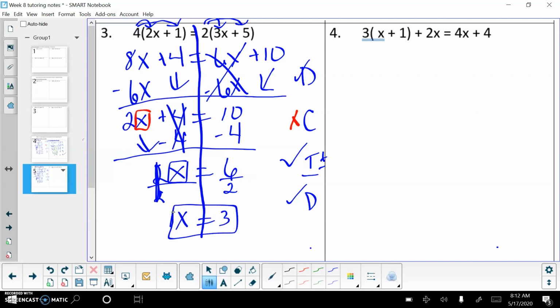If you want to check it, you would substitute that 3 in both places where the x is in the original, and then you would follow your order of operations, and you should get the same number on both sides. I'm not going to check that one, but I will check 4 after I finish it. So let's move on to 4.